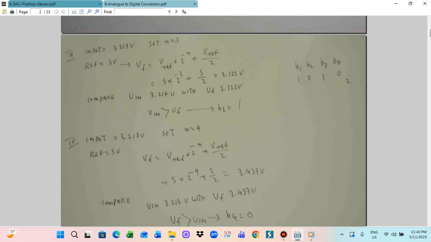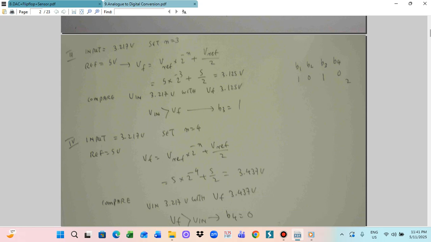3.125 volt. Then we compare Va with Vs. So Vn is 3.217 and Vs is 3.125. So you can see that the Vn is greater than Vs. So Vn greater than Vs. Therefore, bit 3 is equal to 1.